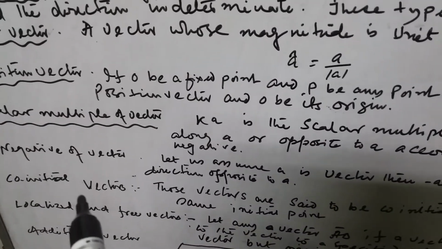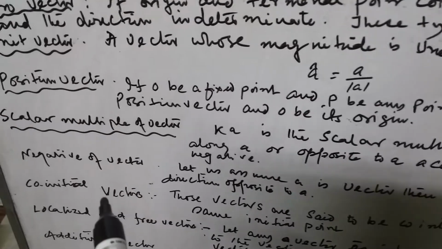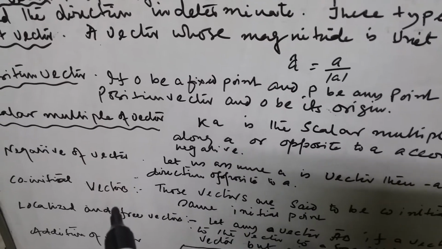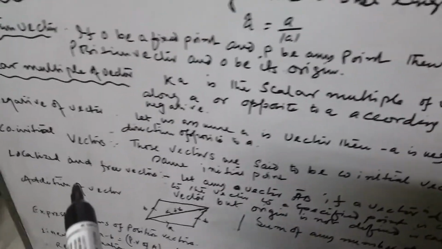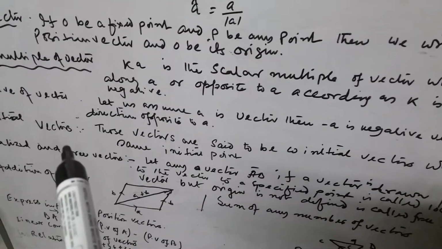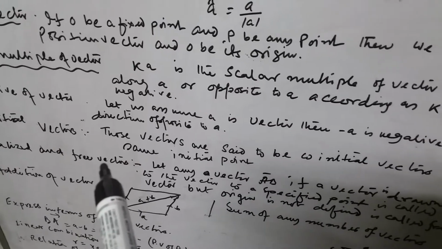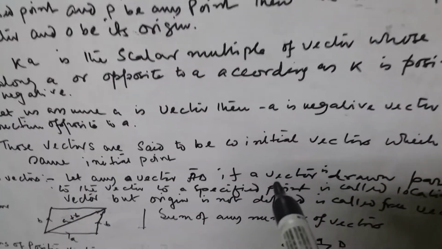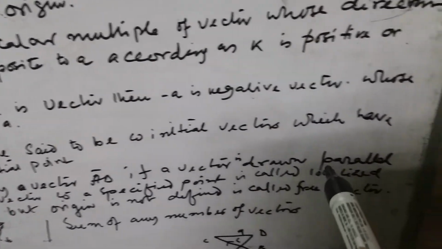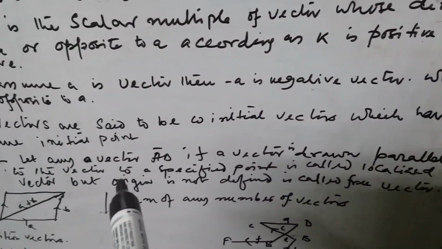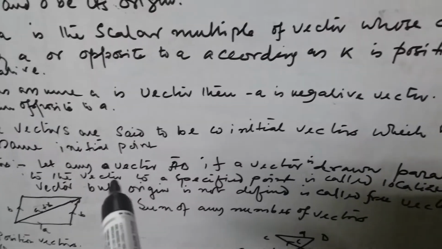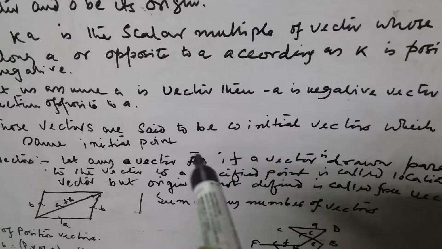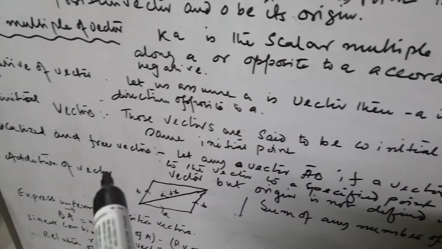Co-initial vectors. All vectors which have the same initial point are co-initial vectors. And localized and free vectors. Let a vector a be drawn parallel to this AB with a specified point, then that is a localized vector. If the point is not defined, then that is a free vector.